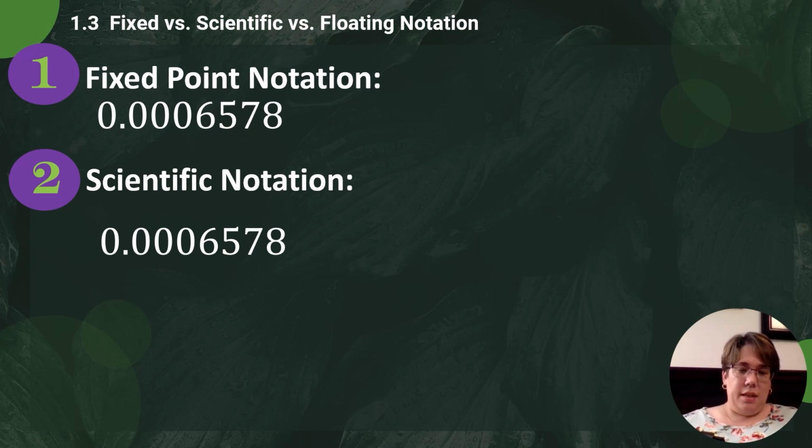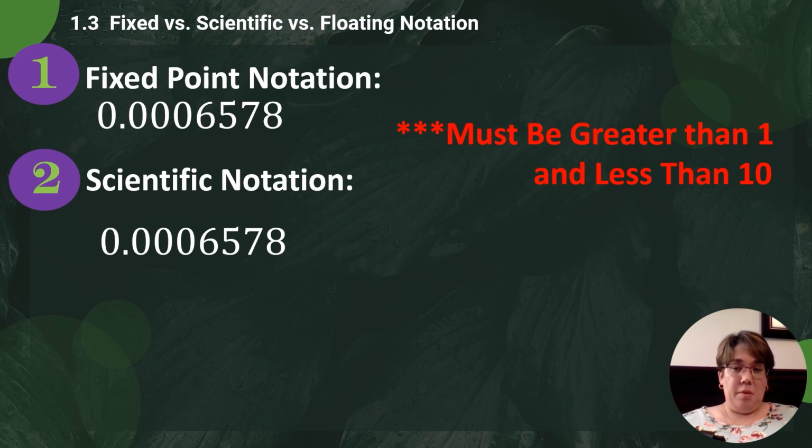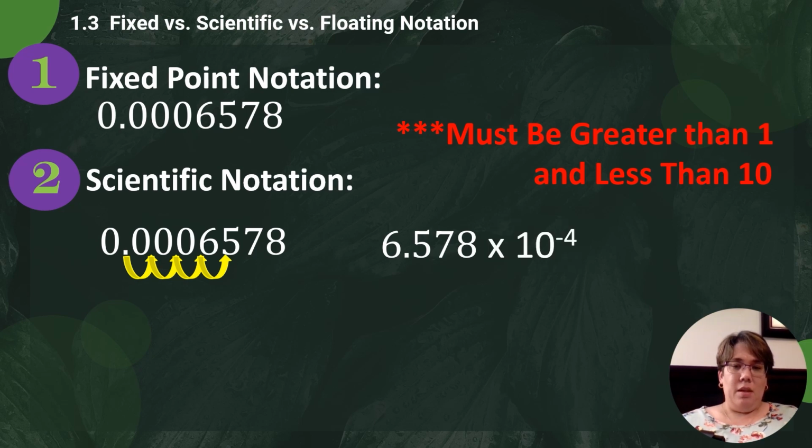So in scientific notation, we need to change this base number into a number. We have to move the decimal place to a number between 1 and 10. So because it has to be greater than 1 and less than 10, let's move the decimal place 1, 2, 3, 4 times. When we move the decimal place 4 times, that's going to give us 6.578.